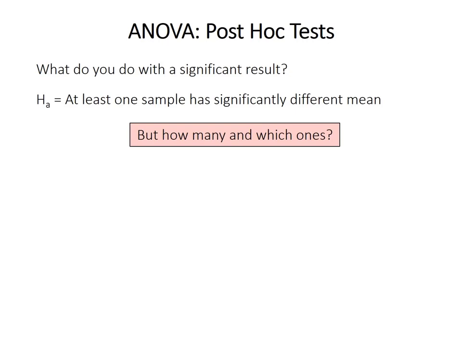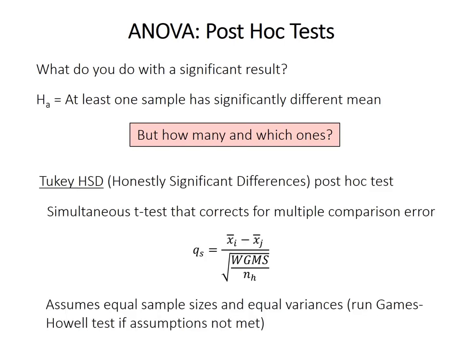Well, if you obtain a significant overall ANOVA, often called an omnibus F, you can run a post hoc test. Post hoc just means after this. And so one, the sort of standard post hoc test for the regular ANOVA is the Tukey HSD. HSD stands for honestly significant differences test. It's basically a set of simultaneous pairwise t-tests that corrects for that problem of doing multiple comparisons. So they control something called the family-wise error rate, and the family-wise error rate is the probability of making at least one type 1 error.